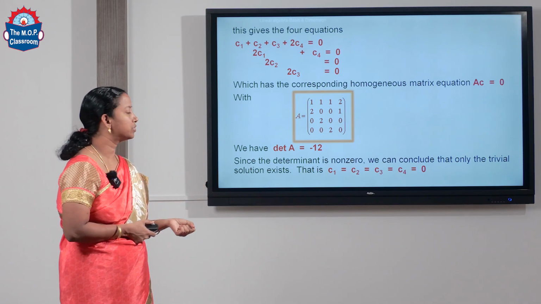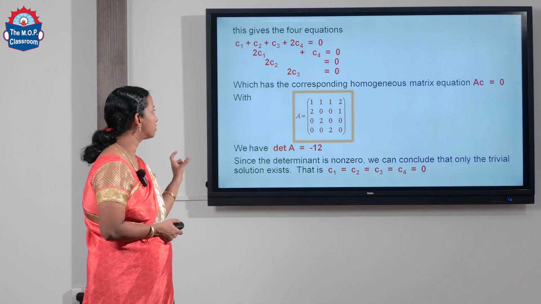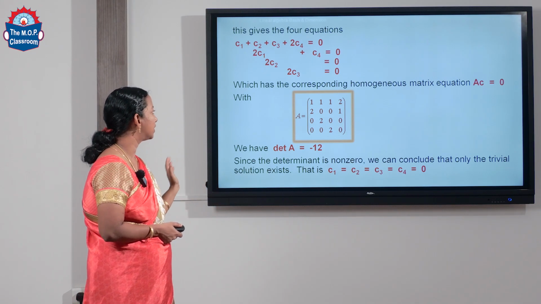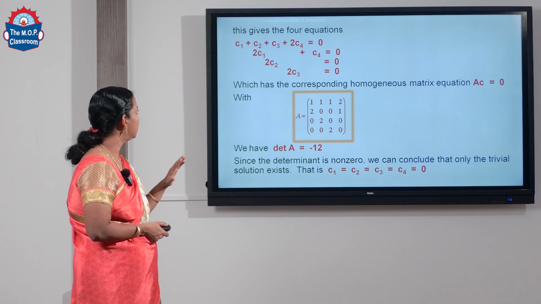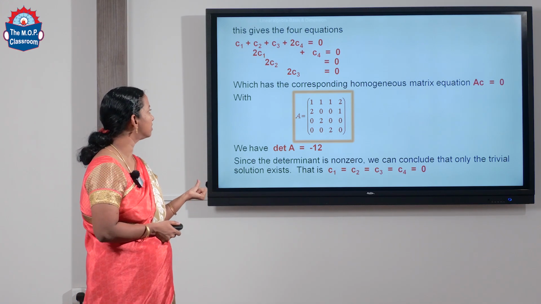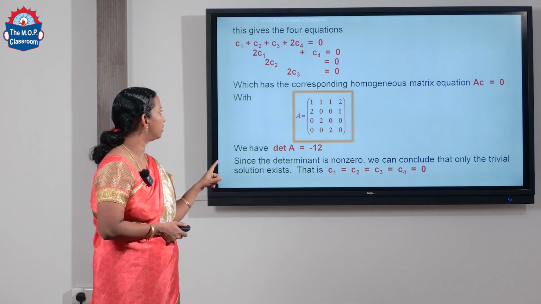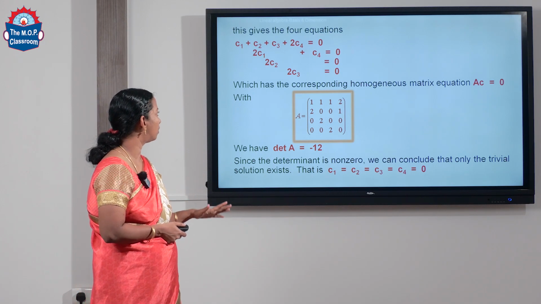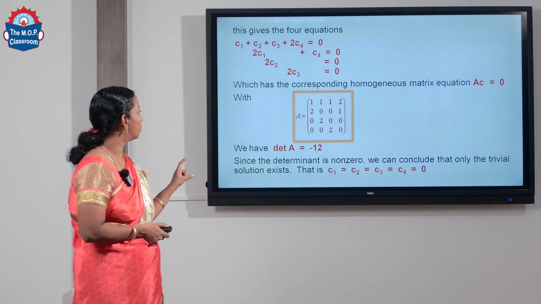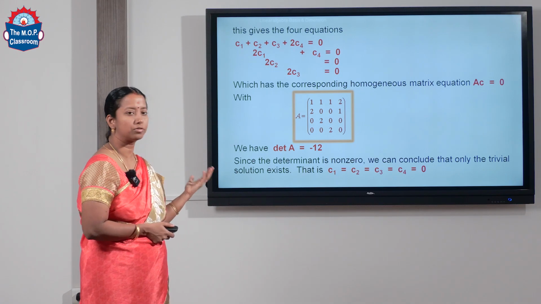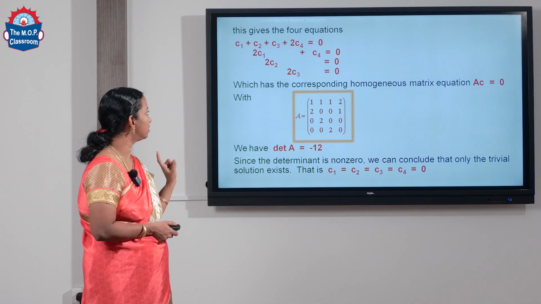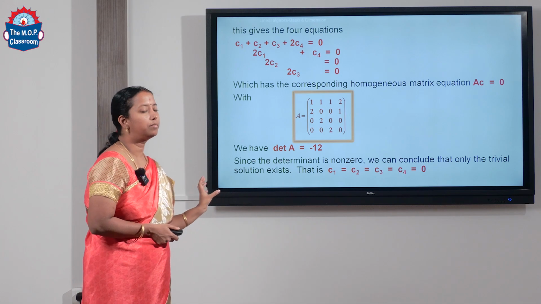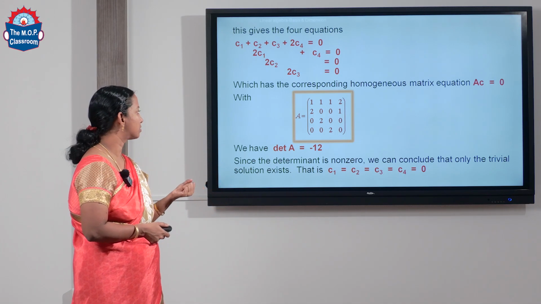So now the corresponding homogeneous equation is Ax equal to 0. Instead of x we keep C here, that is AC equal to 0. With this we write it in determinant form, taking the coefficients of C1, C2, C3 and C4 in each equation: 1 1 1 2 in the first, 2 0 0 1 in the second, 0 2 0 0 in the third, and 0 0 2 0 in the fourth. So here the determinant value is equal to minus 12.